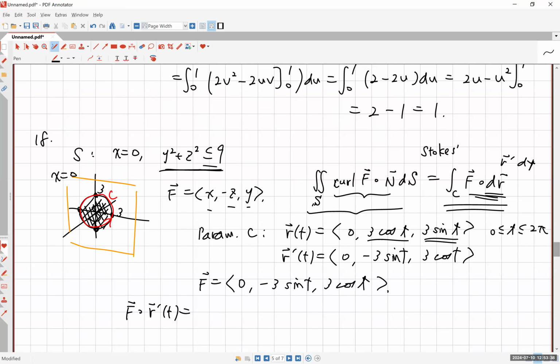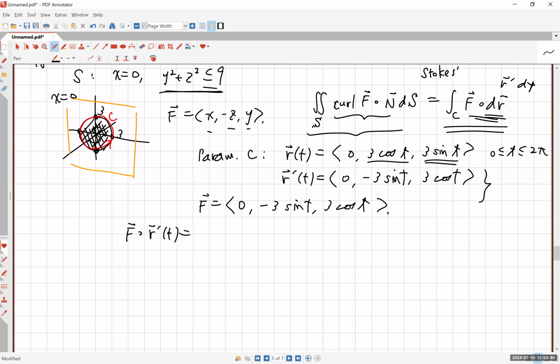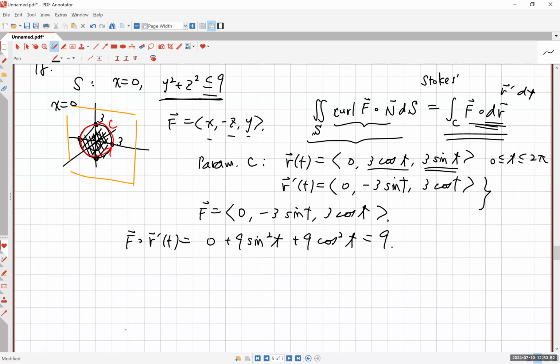So you take the dot product of these two, you get 0 plus 9 sine squared t plus 9 cosine squared t, which is simply 9. How wonderful, right? And that's because the problem has been carefully designed to avoid messy calculations.